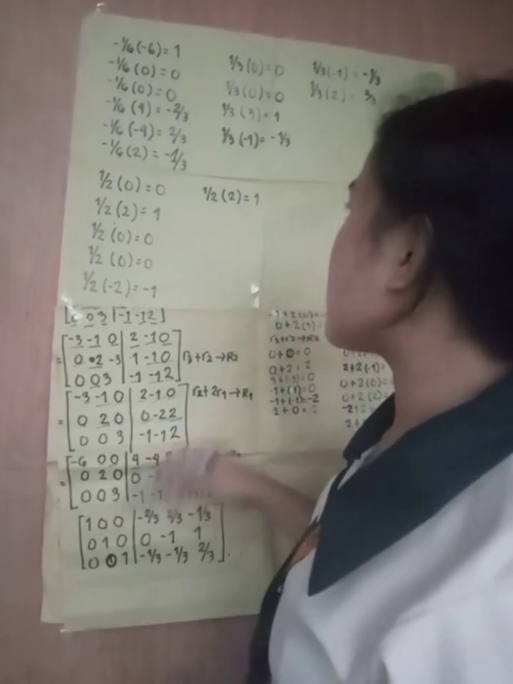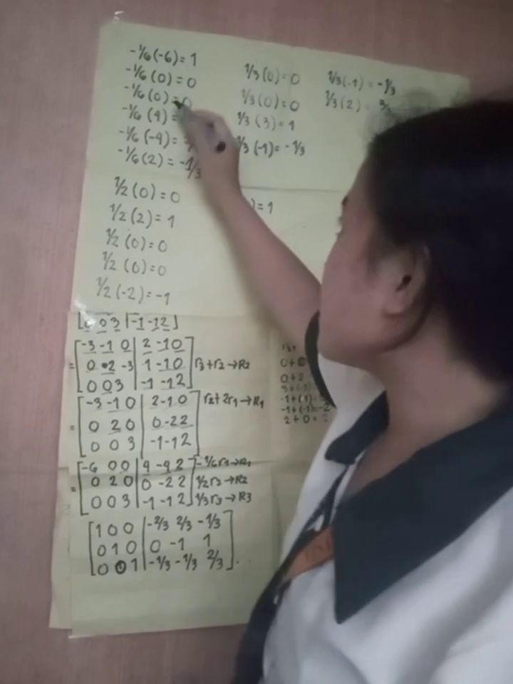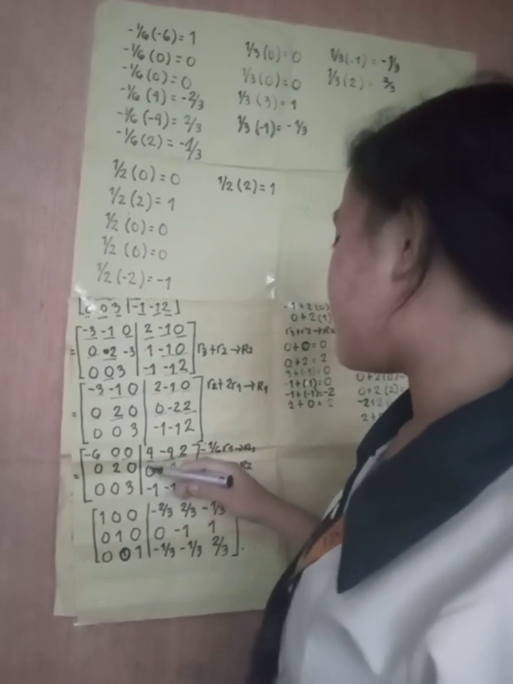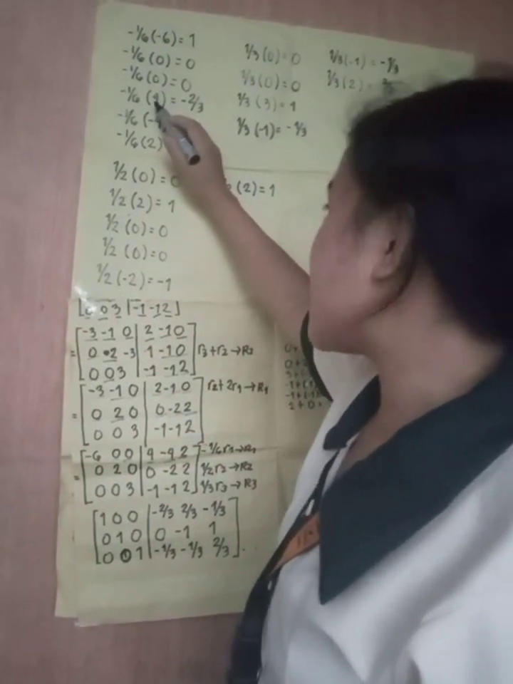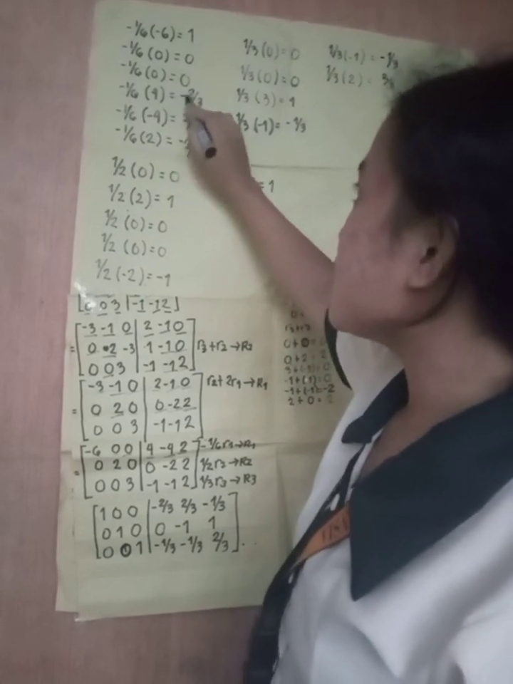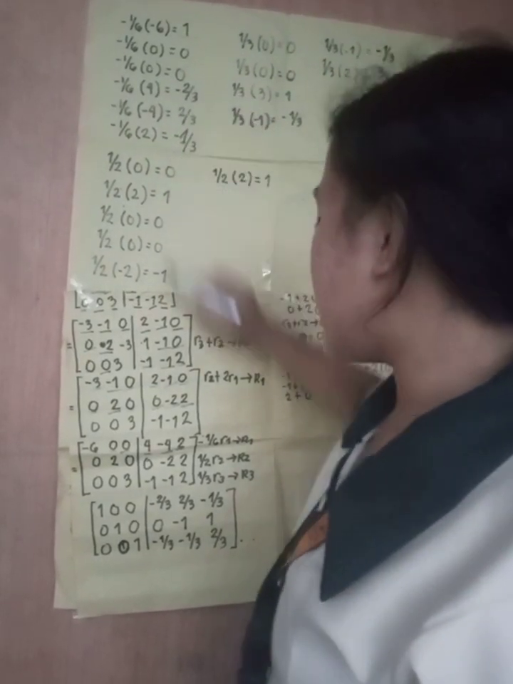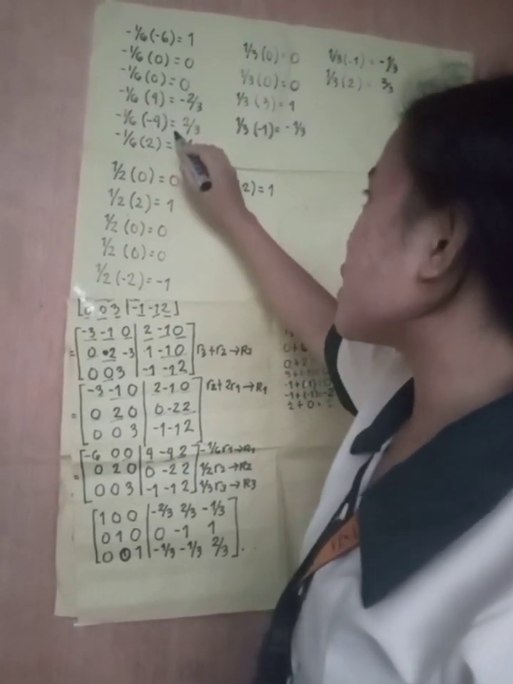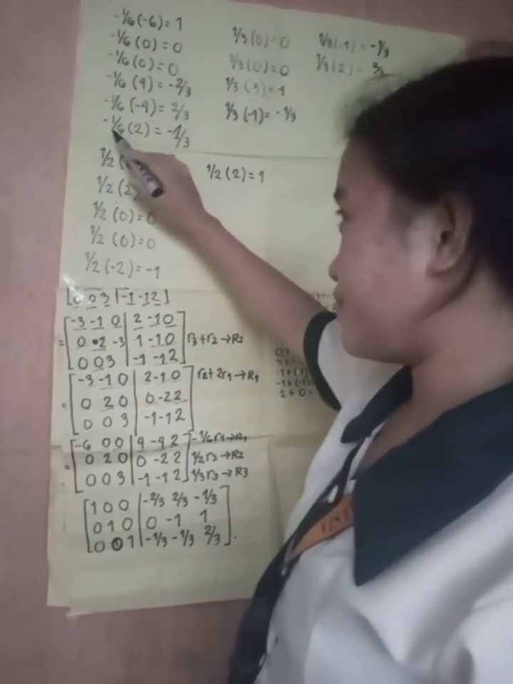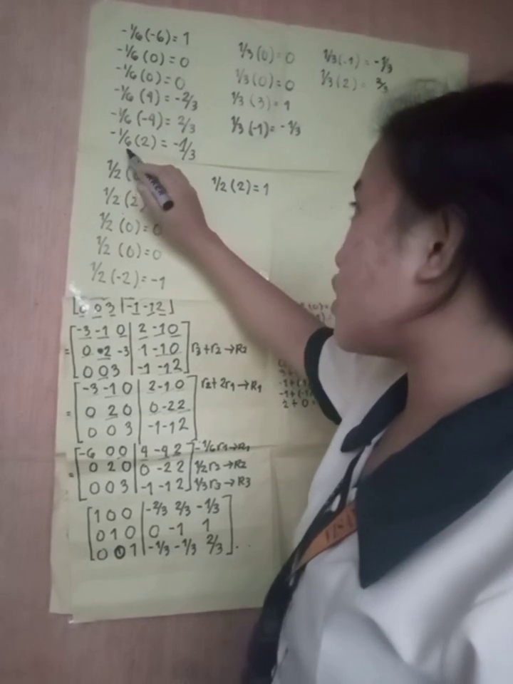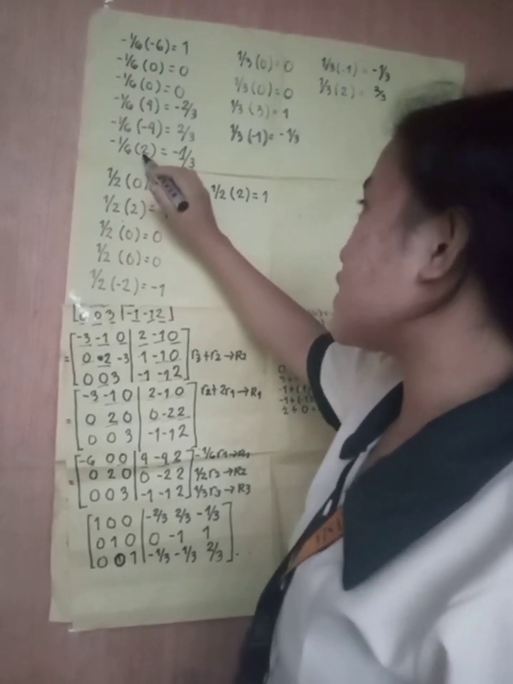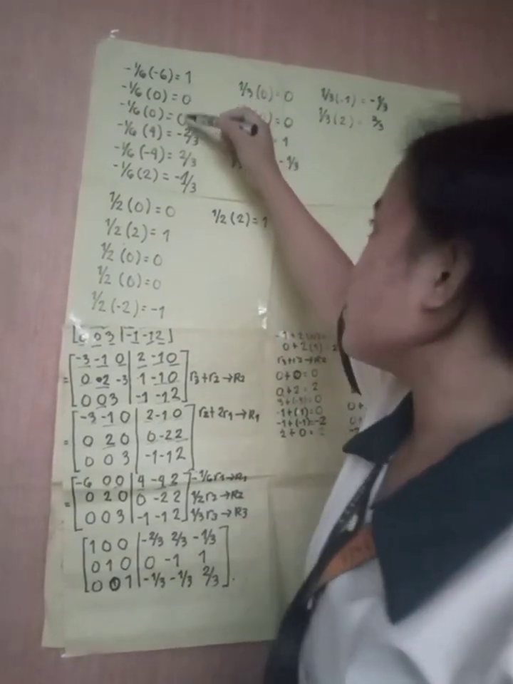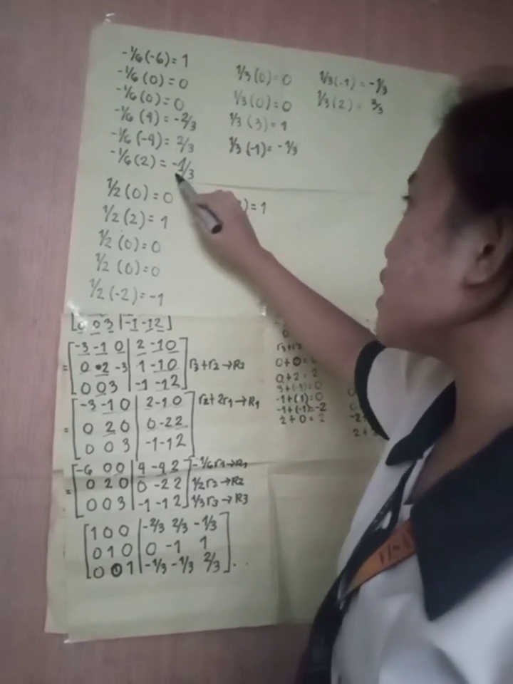Negative 1/6 times the column 3, the result is 0. Then negative 1/6 times the fourth column, we have the positive 4. So negative 1/6 times 4 is negative 2/3. Then in the fifth column, we have negative 4. So negative 1/6 times negative 4, the result is 2/3. Then in the sixth column, we have the value of 2. So, negative 1/6 times 2, the result is negative 1/3. New row 1 now is 1, 0, 0, negative 2/3, 2/3, and negative 1/3.